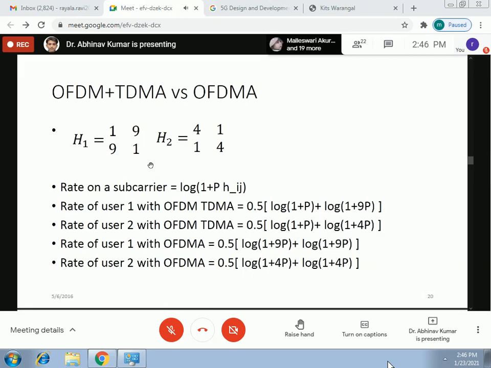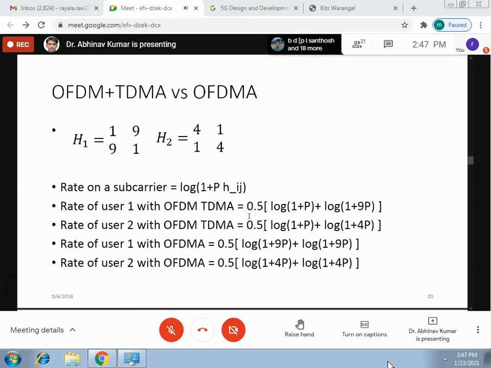Now, in the OFDM TDMA system, the multiple access is happening in the time domain. So I can give any time slot to any user. I can give time slot 1 to user 1, 2 to user 2, or time slot 2 to user 1 and 1 to user 2. Now, by design, I have taken symmetric metrics so that which time slot is allocated shouldn't have an impact on the performance of the OFDM TDMA system. So if I give the first time slot to user 1, its rate will be nothing but log of 1 plus p plus log of 1 plus 9p, this channel, right? So p times the channel. This is how we are computing the rate on a subcarrier.